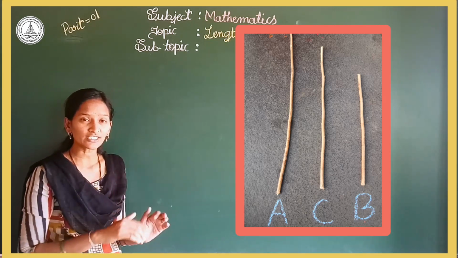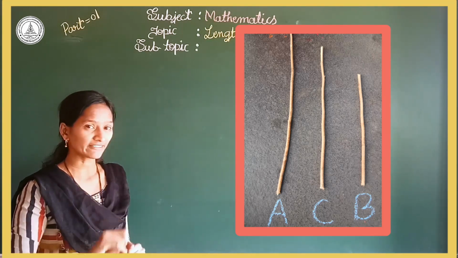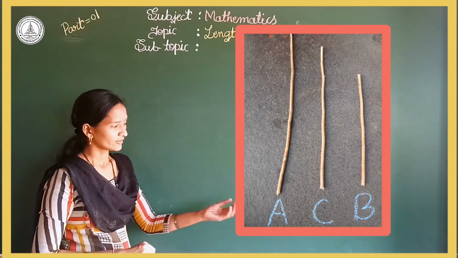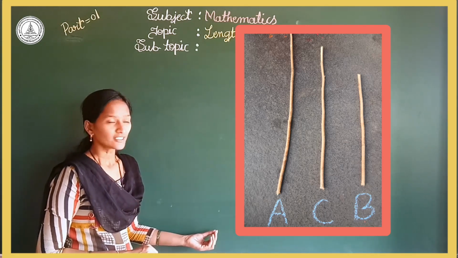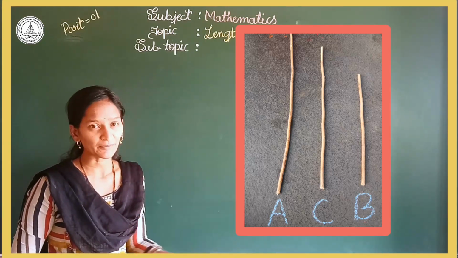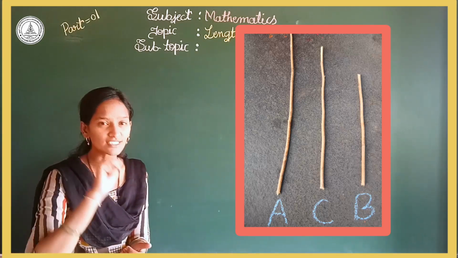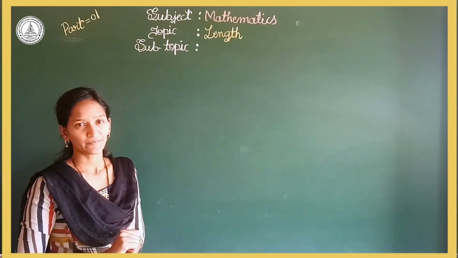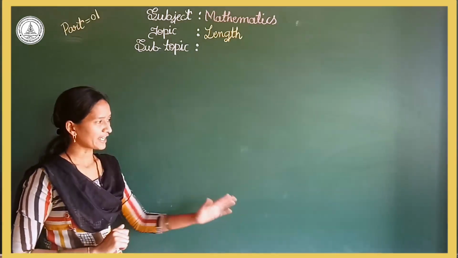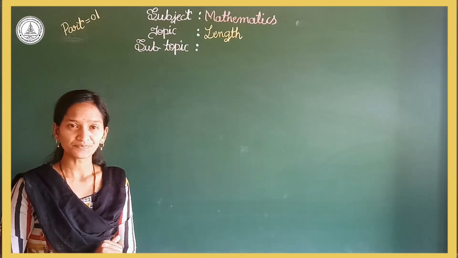The next, after this, which one has the medium length? That is the third one, C, right? So the second place goes to the medium length, that is C. The last place goes to the smallest length, that is B, right? So now we have arranged all these sticks in order, right?